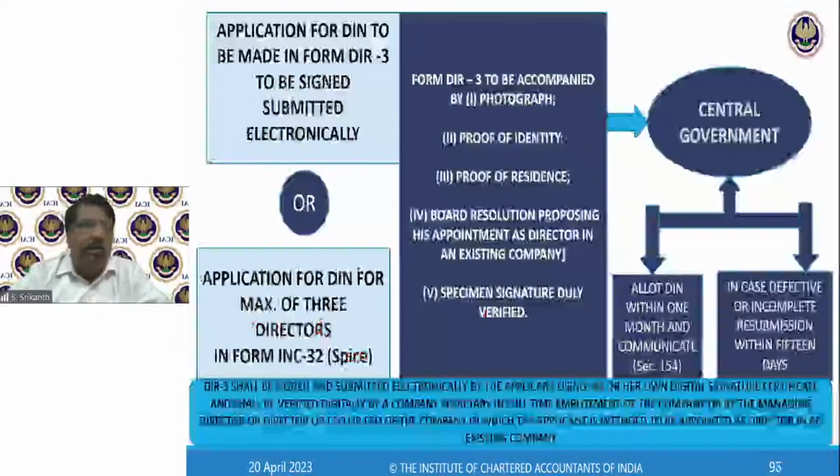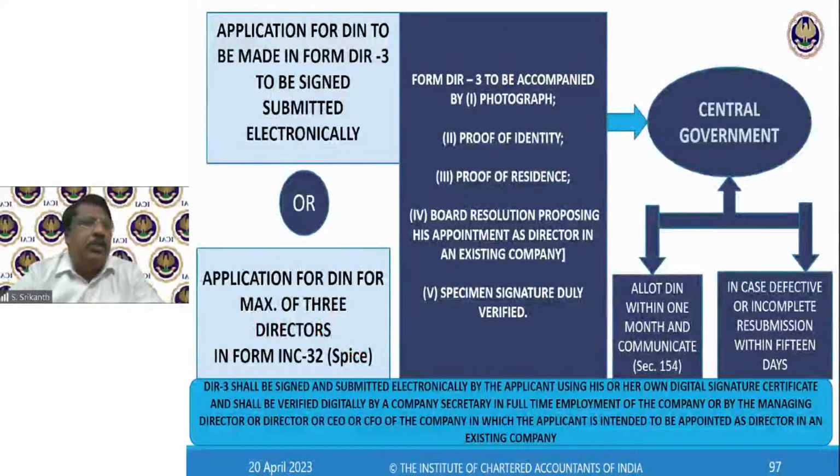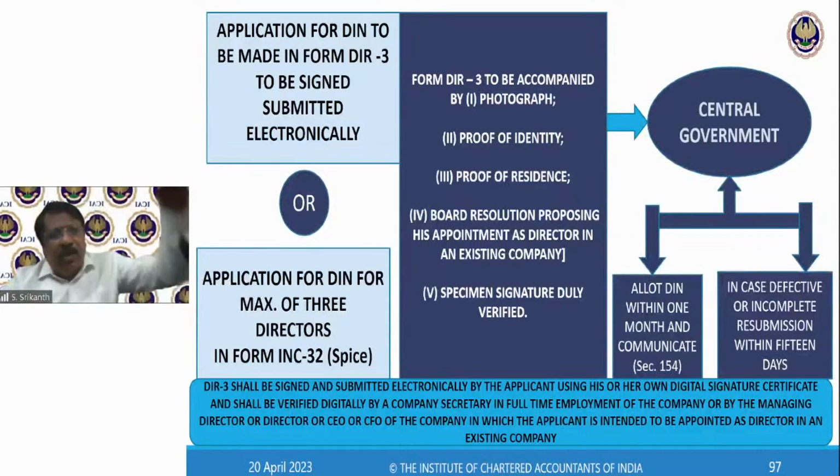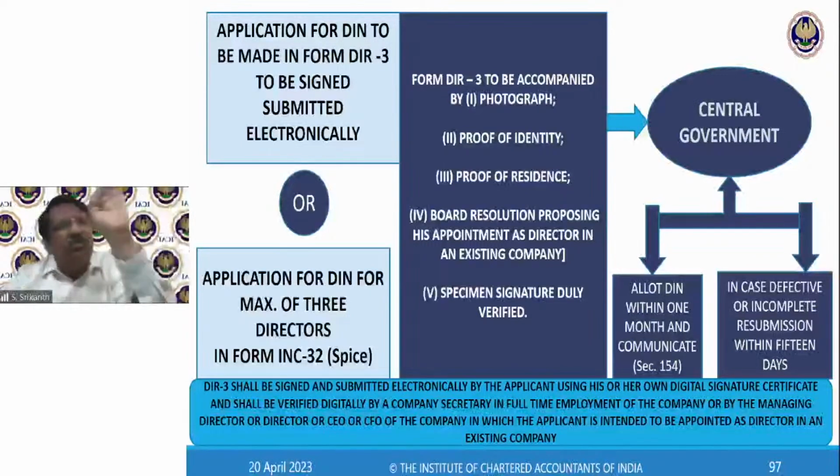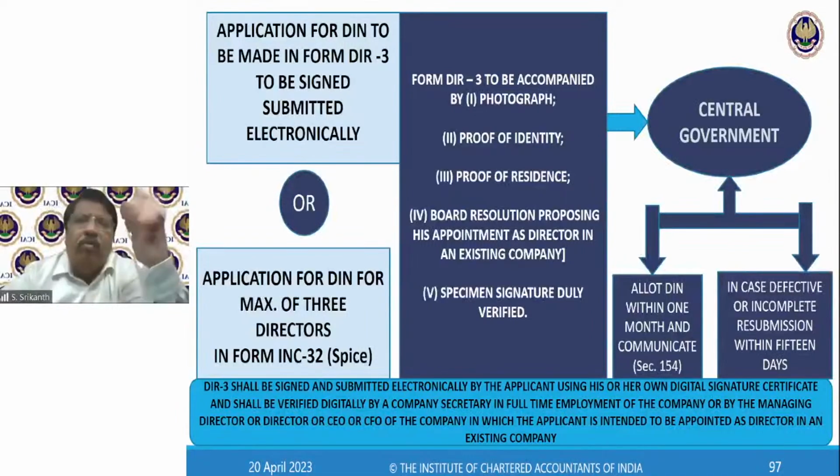Okay, so procedure for application for DIN. Application for DIN should be made in Form DIR 3, to be signed and submitted electronically using a digital signature certificate. Form DIR 3 is to be accompanied by a photograph, proof of identity, proof of residence. See, these are all contained in the rules, right? But these are constantly changed. In the ministry website, portal, they'll be giving all sorts of things. Whatever they say, you have to do. Otherwise, you won't get what you want.